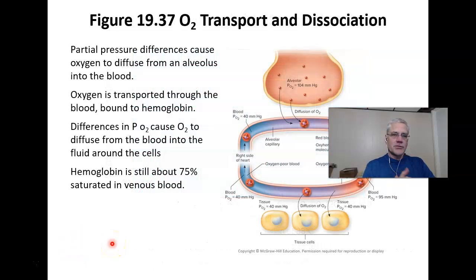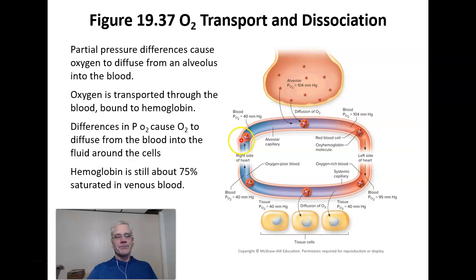Now, transport and dissociation. Okay, you're in the alveolus up here. Gotta move again. I'll put me down here now. So here's an alveolus. Partial pressure of oxygen, 104 millimeters of mercury. Great. Diffuses across to cells. That partial pressure of oxygen here is 40 millimeters. Nice gradient. Excellent. It diffuses. Goes on to hemoglobin. Goes through the left side of the heart. On to the rest of the body.